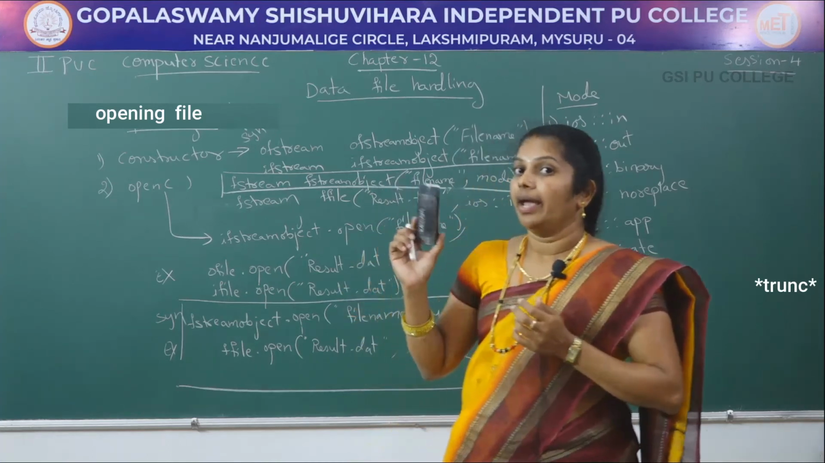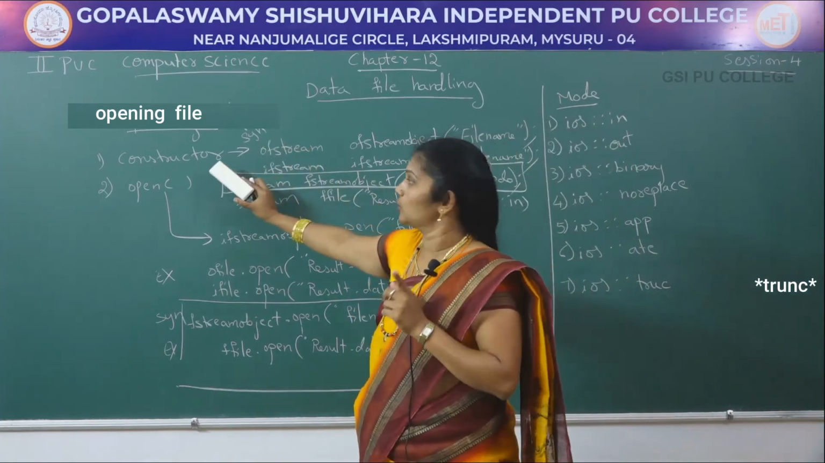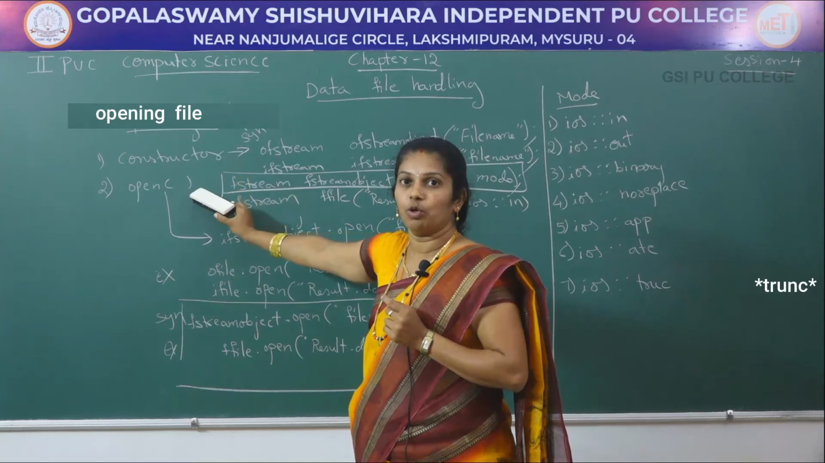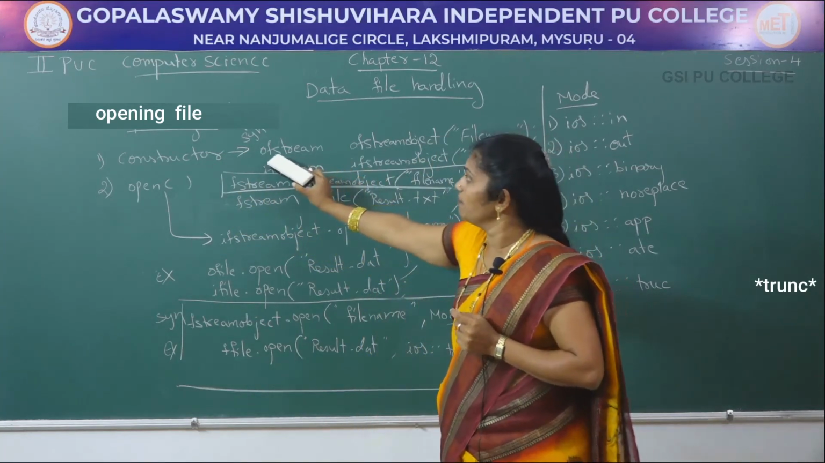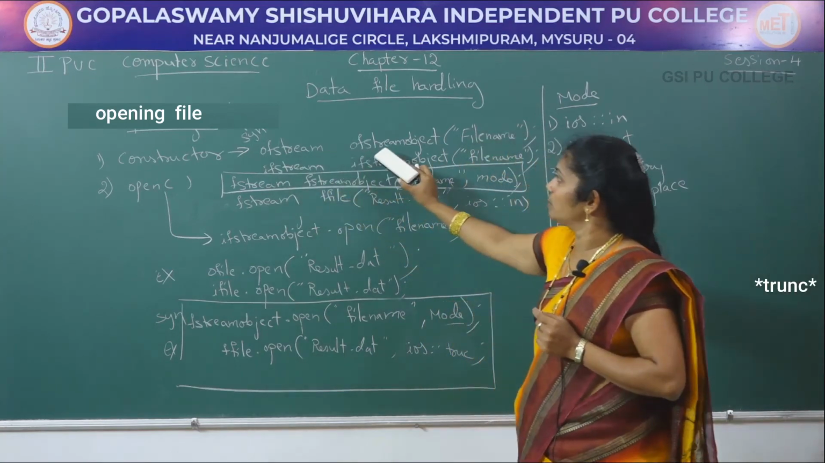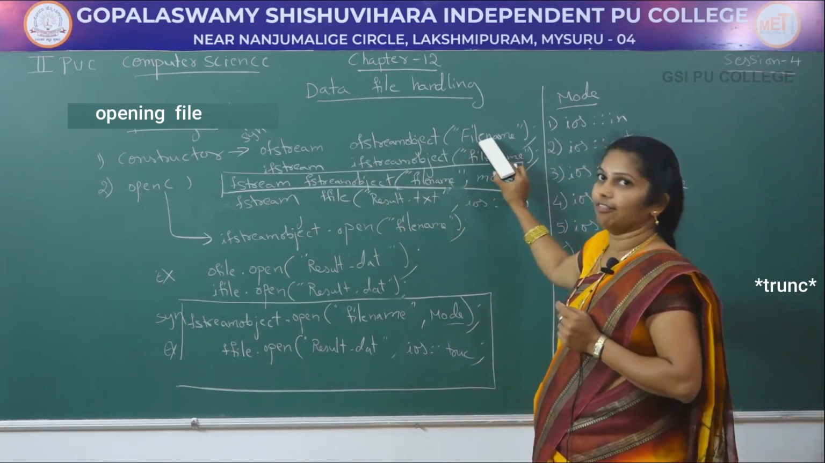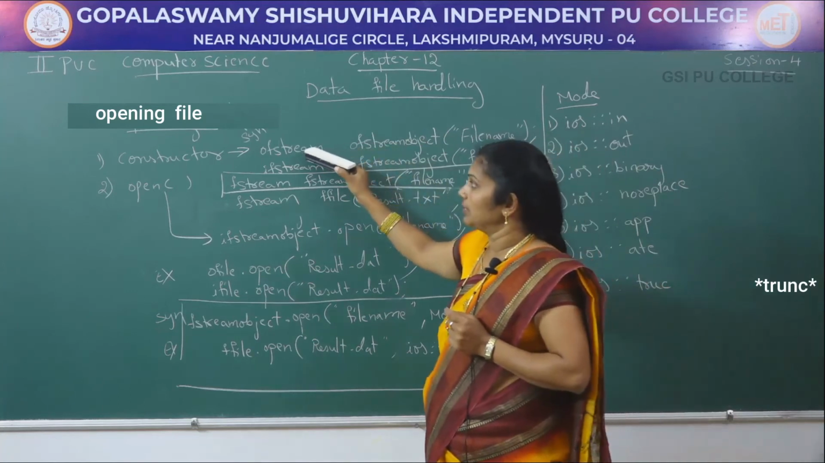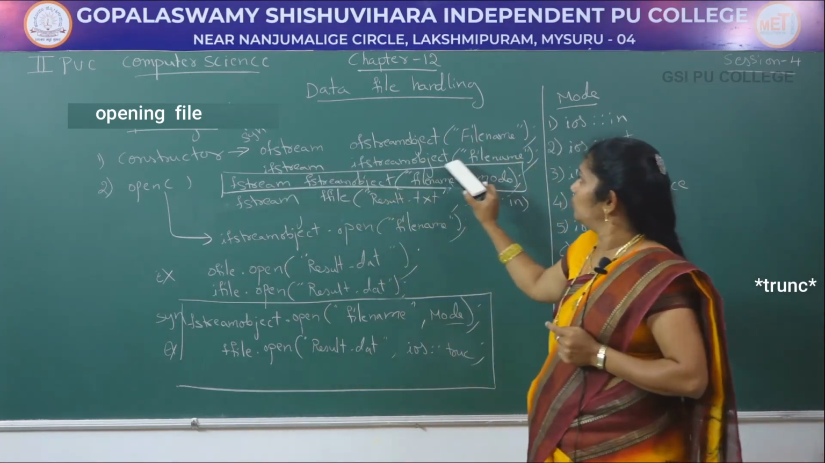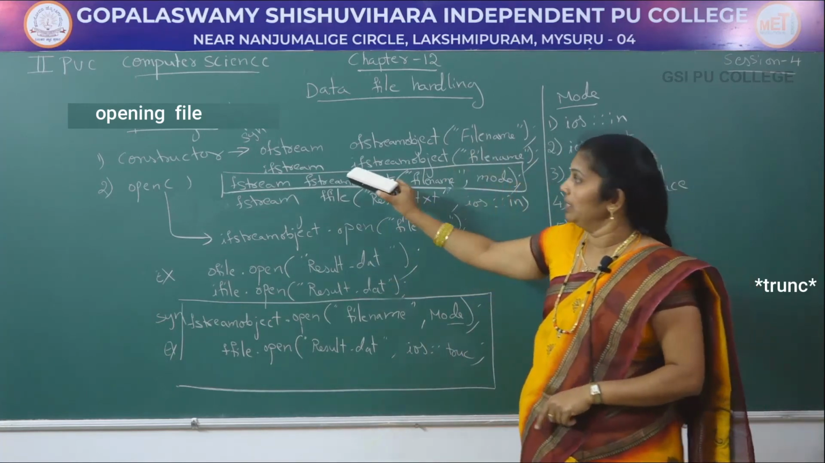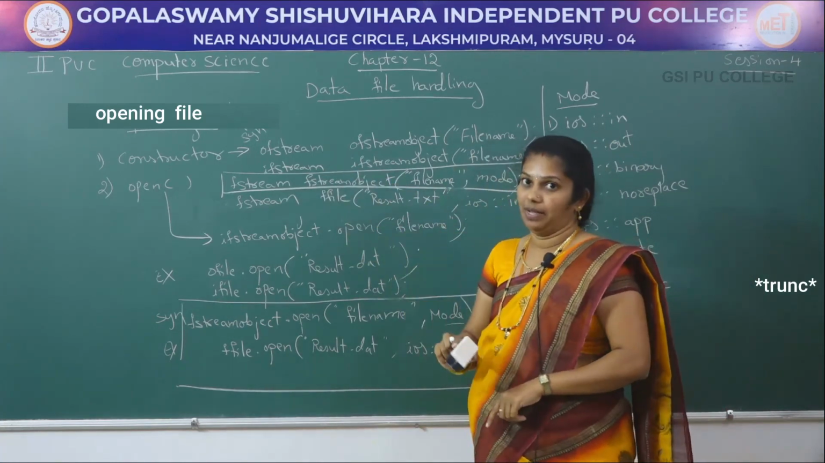Once again I am going to recall, in opening a file, two methods. One is by using a constructor and one more by using the open function. When explaining the constructor syntax, what do we say? ofstream, then a space, ofstream object, then file name. Here we are opening the file for output purpose. And ifstream object, file name. Here we are opening the file for input purpose.